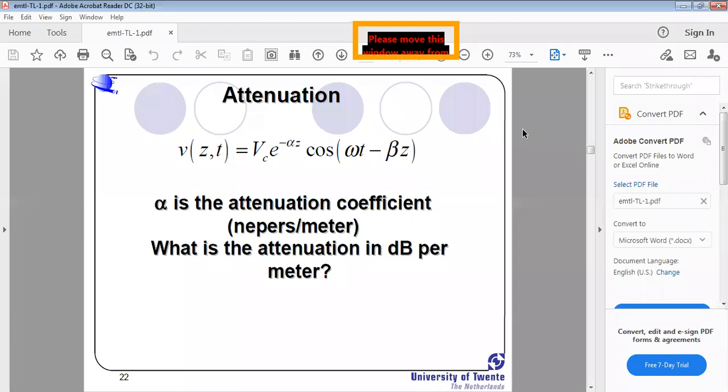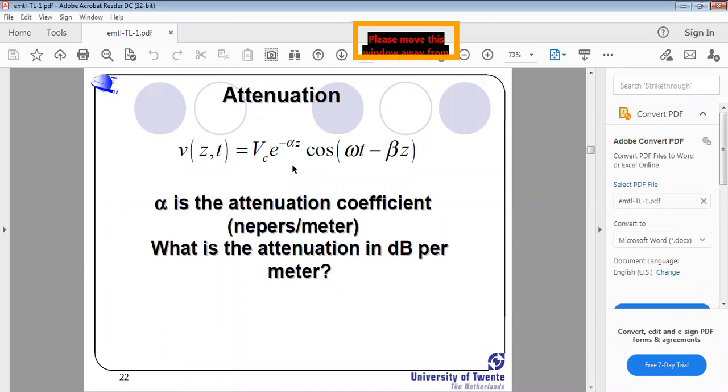See here, when we consider the attenuation, we have z comma t. Already I told you how the attenuation factor is included here. V of z comma t equal to Vc into cos of omega t minus beta z. Here, e power minus alpha z is the exponential term. Is it increasing or decreasing? E power minus alpha z is the exponential decay function.